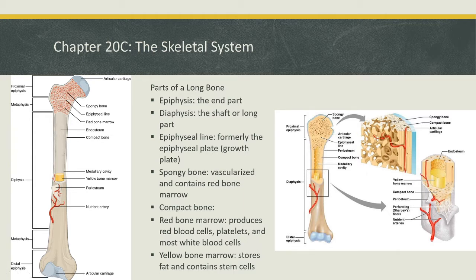There's some yellow bone marrow also. We'll talk about those here in just a second. So you can see why it's called spongy there. Okay. And then red bone marrow produces red blood cells, platelets. Platelets are what does the blood clotting so you don't keep on bleeding. And then most of your white blood cells. White blood cells are part of your immune system. So that's what the red bone marrow does. And then yellow bone marrow, it stores fat and then also contains stem cells. So you might recall we talked about stem cells, embryonic versus somatic stem cells. These would be somatic stem cells. Stem cells being cells that can differentiate to become different types of tissue.